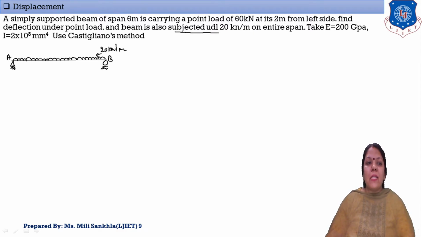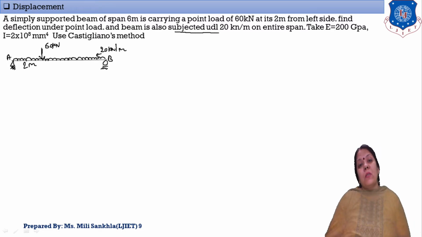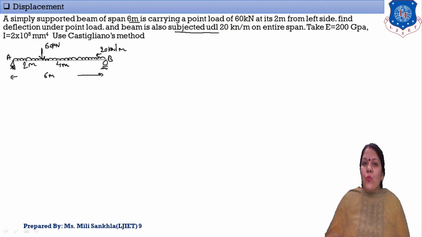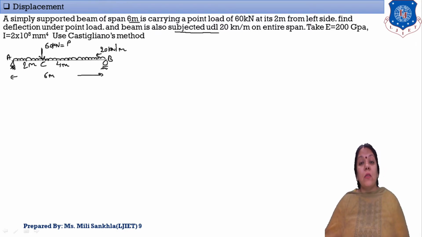Now from the left hand side, at a distance of 2 meter, our point load is given, that is 60 kilonewton, and the total span is 6 meter. So 2 meter here, that means the remaining distance is 4 meter. Now as the first step we find the deflection. The 60 kilonewton load, at the point where we find the deflection, is considered as P. Clear?